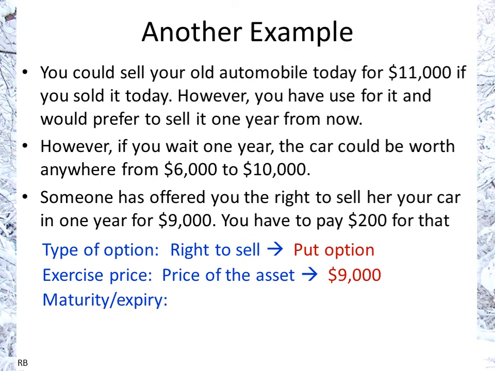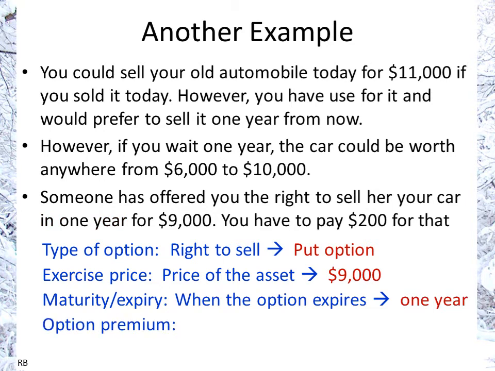The maturity or the expiry means how long do you have until making that decision? Well, there we realize that's 1 year. You can decide in 1 year. So that's when the option expires. Now the premium for the option, that's how much you're going to pay for it. And there we have $200. So that's the cost of the option that you pay.